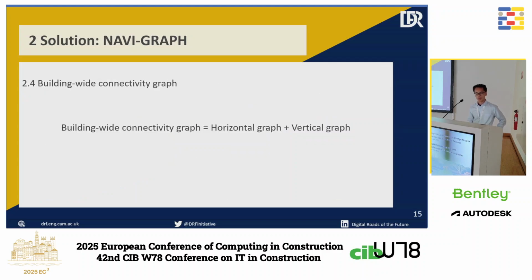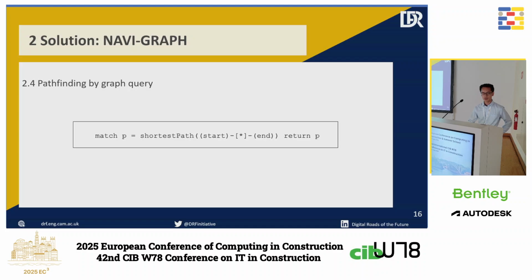And the last thing is a building-wide connectivity graph. By merging the horizontal connectivity graph and vertical connectivity graph, we will be able to build the building-wide connectivity graph. And lastly, pathfinding by graph query. You can just use this embedded query from Cypher to query the shortest path between two objects. So it's either space to space or space to object.